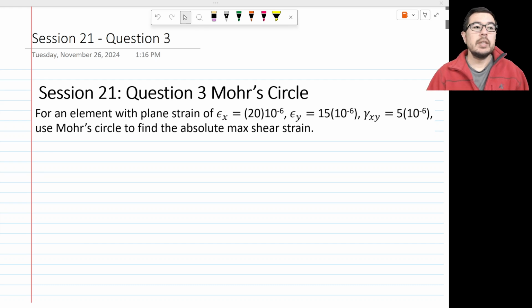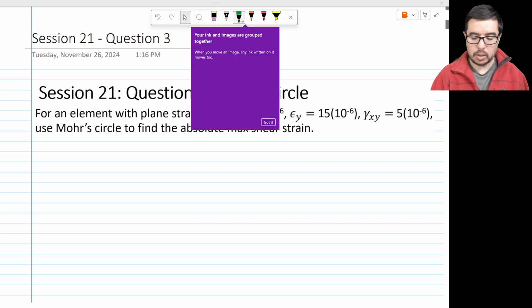This question states, for an element with plane strain of epsilon x equal to 20 microstrain, epsilon y equal to 15 microstrain, gamma xy equal to 5 microstrain, use Mohr's circle to find the absolute maximum shear strain. Well, for this problem, let's go ahead and write out the state of stress from the start.